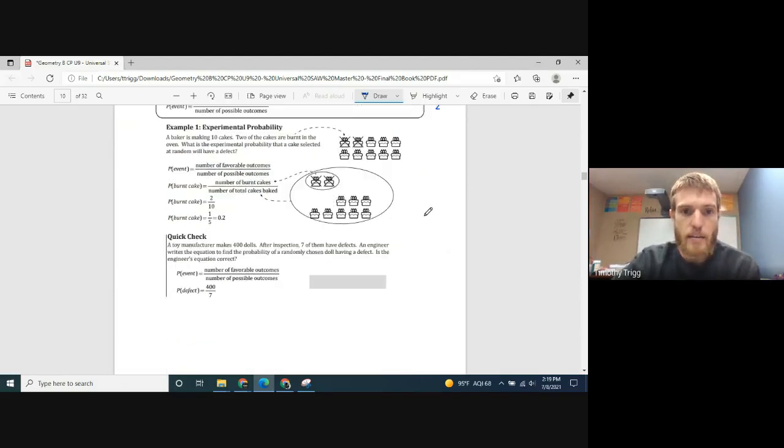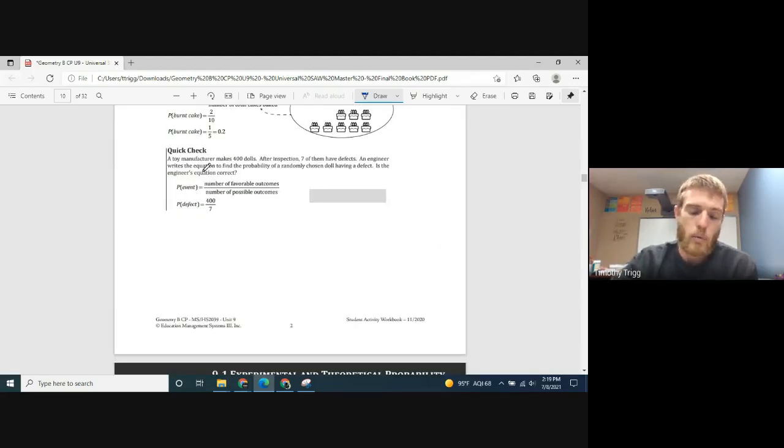Let's take a look at some examples. Let's go to this quick check here. It says a toy manufacturer makes 400 dolls. After inspection, 7 of them have defects. An engineer writes the equation to find the probability of a randomly chosen doll having a defect. Is the engineer's equation correct? He wrote the probability of a defect is 400 over 7. Well, that is wrong, because only 7 of them have defects.